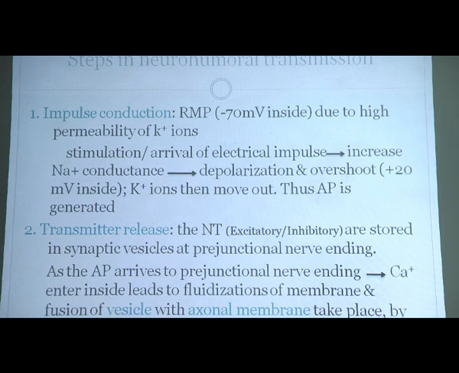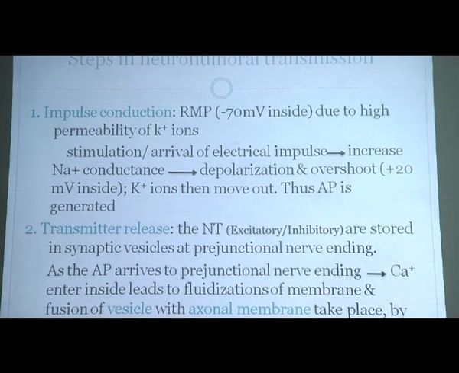millivolts. Upon stimulation or the arrival of the electrical impulse, there is an increase in sodium conductance, which results in the opening of the fast sodium channels, which open fast and also close fast. This results in the entry of sodium intracellularly, which raises the membrane potential to about plus 20 millivolts. As soon as sodium enters, potassium ions start leaving the cell to maintain the ionic composition effectively. So this is the first step, in which impulse conduction takes place.